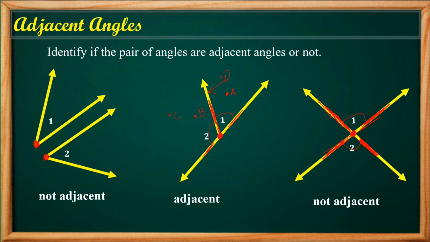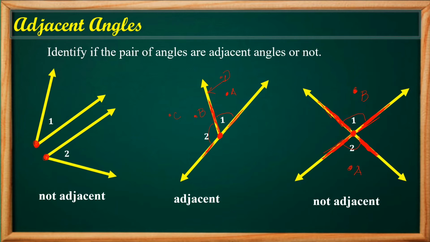Kasi sa pangalawang condition, hindi na siya pasok. Although, they don't have a common interior points, example A and B, but the second condition, they should have a common side. So, dahil iba-iba yung sides nila, wala silang common sides, therefore, hindi sila adjacent.